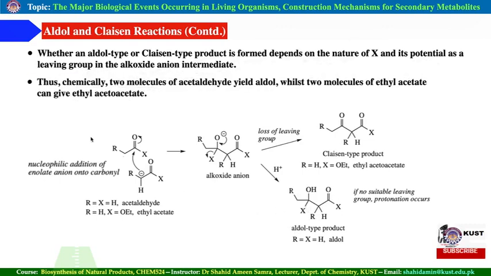Thus, chemically, two molecules of acetaldehyde, for example, if we are using here, they yield aldol because hydrogen is not a good leaving group, while two molecules of ethyl acetate, if we utilize these, will give us acetoacetate, because ethoxide is a very good leaving group, so it will leave and we will get this type of product.